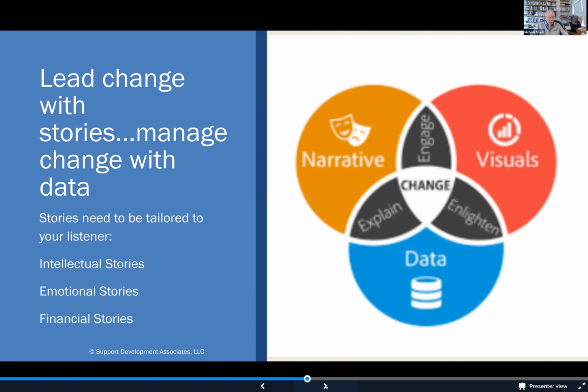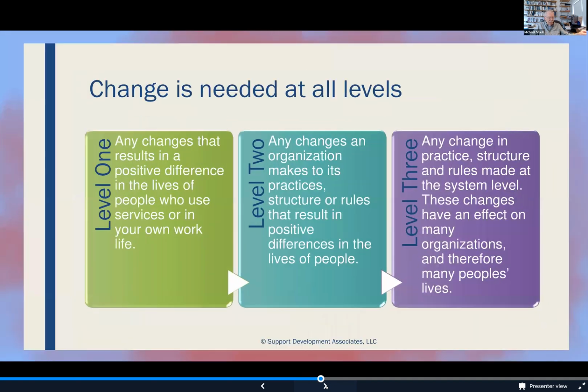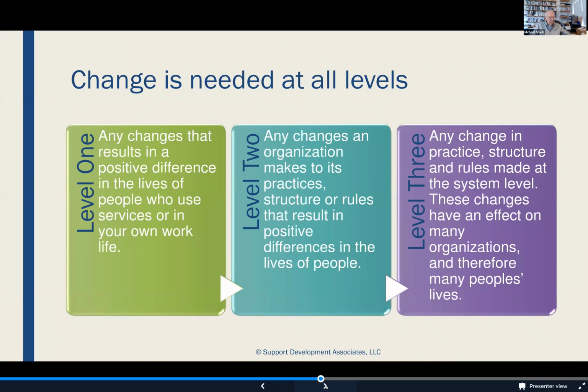When you start looking at change, it's helpful to think of change as happening at three levels. Level 1, level 2, and level 3. Level 1 are the changes you can make without permission. Level 2 are the changes that you make with permission, with thoughtful changes in structure, practice, or policy. Level 3 are the changes that cross organizations, made at the system level.